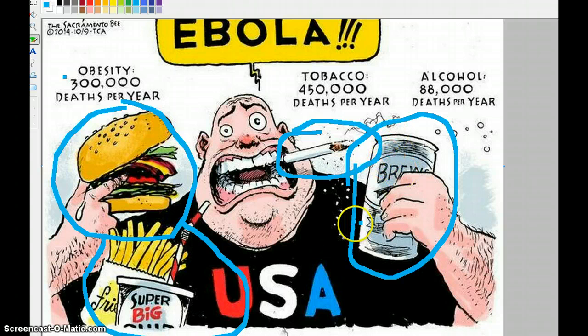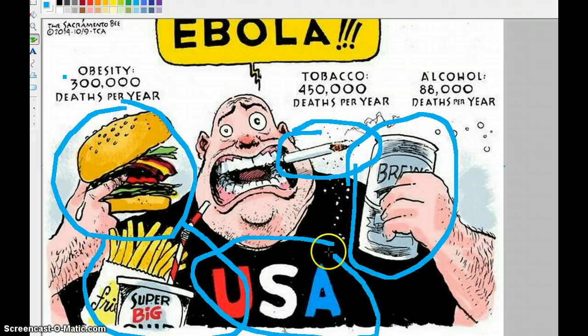this beer can. Then if we go a little further down, I want to draw attention to the USA on this shirt. I think that that is symbolic of this person being representative of the American public. We know that that is an American. They're wearing a United States of America t-shirt.